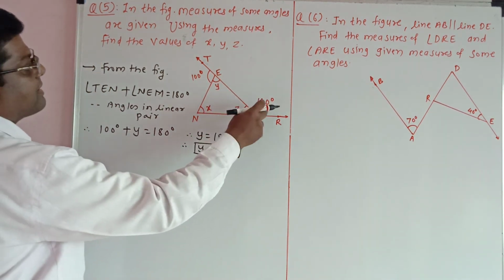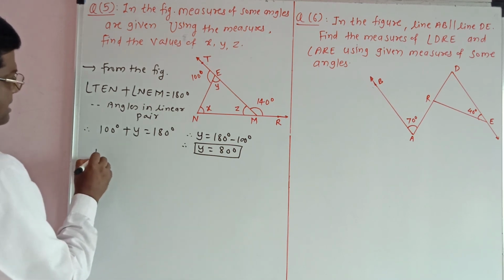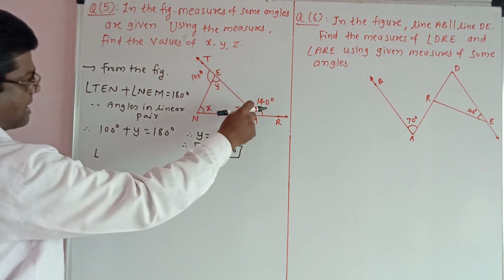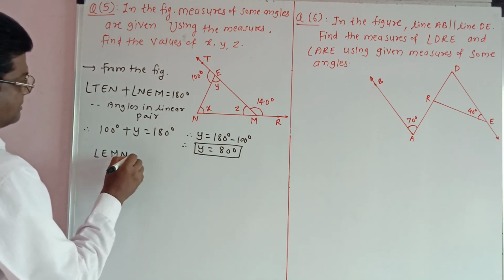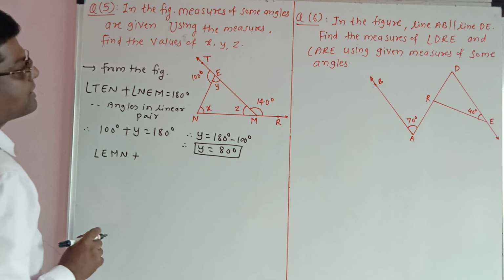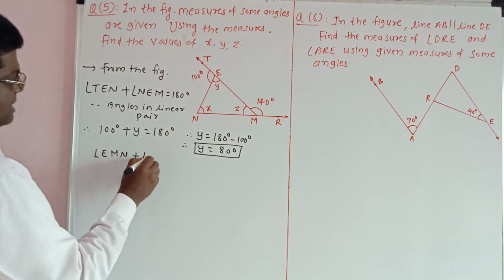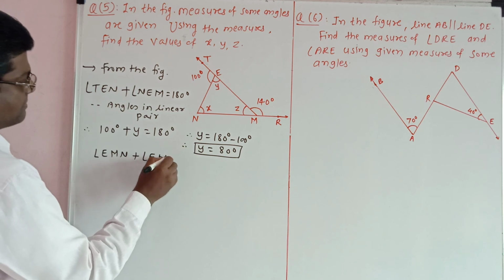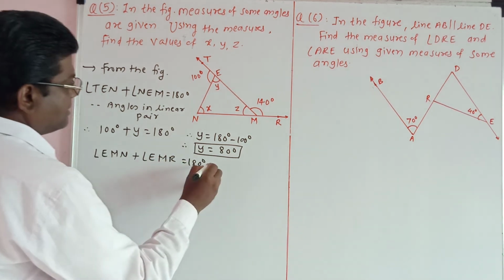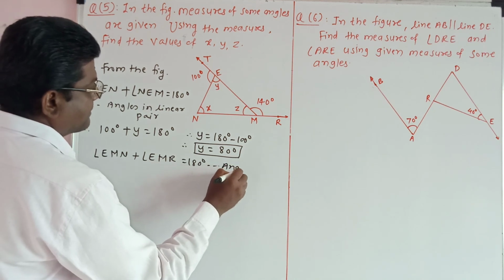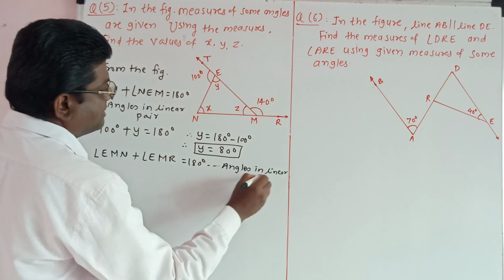Now, these two angles are angles in linear pair. That is angle EMN plus angle EMR is equal to 180 degree. Reason is angles in linear pair.